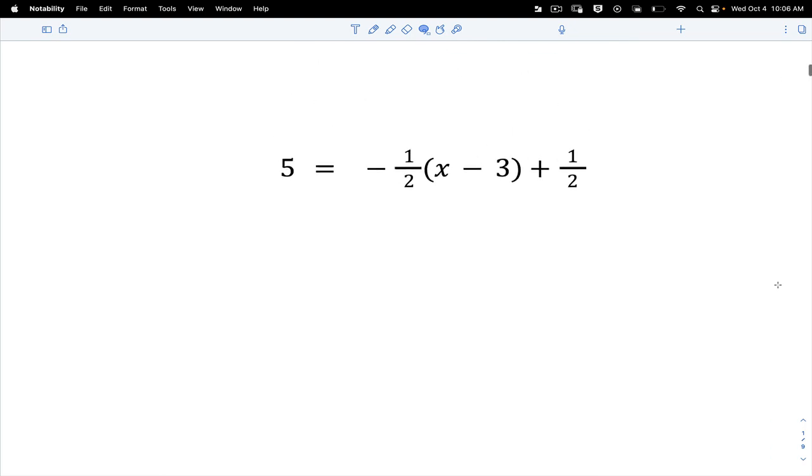Next one. You have 5 equals negative 1/2 x minus 3 plus 1/2. Before you can fraction bust, we're going to simplify this thing first. So I'm going to do negative 1/2 times x minus 3. And I'm going to multiply that using the distributive property by 1/2. It should turn into negative 1/2 x plus 3 over 2.